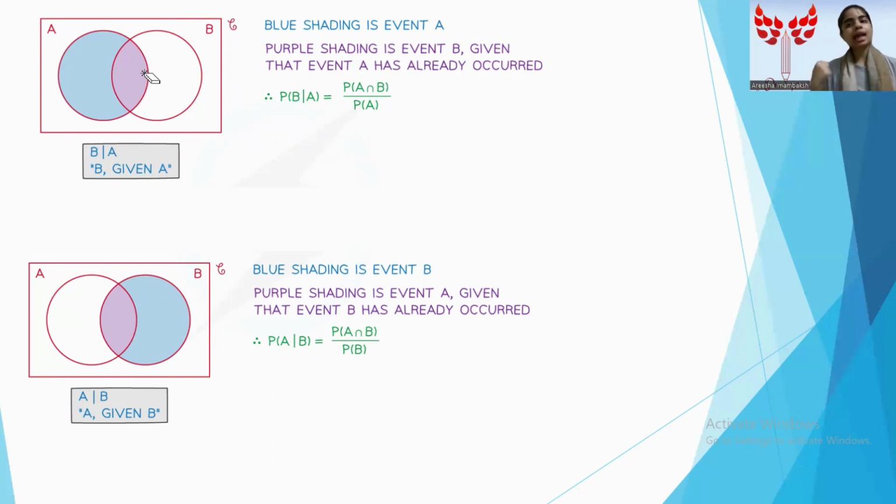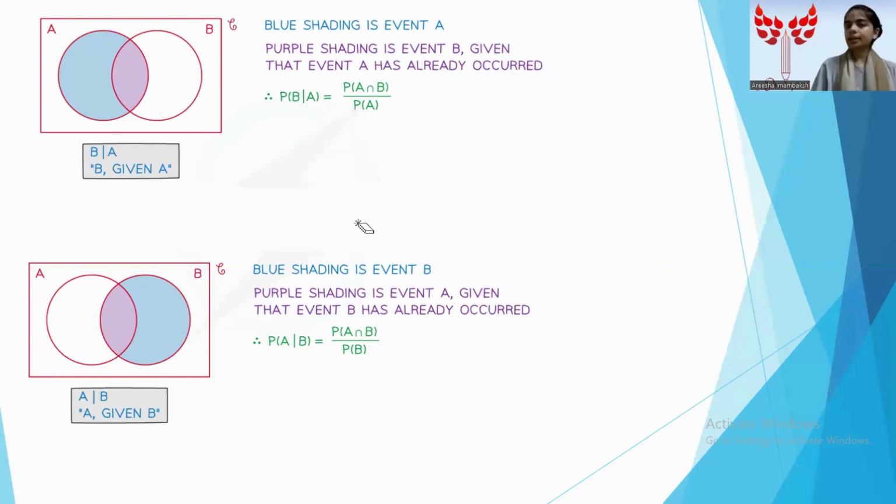Since A has already happened, the only chance of B happening is in this purple part. It cannot be over here because you know that A has already happened. So it can be either B intersection A or only A. That is why your numerator, your favorable outcome, is not the whole B. It is just A intersection B, because A has already happened. B alone cannot happen. And the total probability is probability of A, because now you do not need to filter from the whole Venn diagram. Only A, because A has happened.